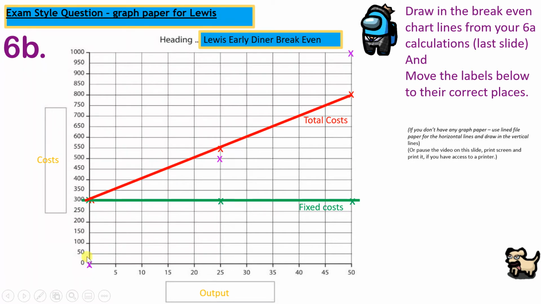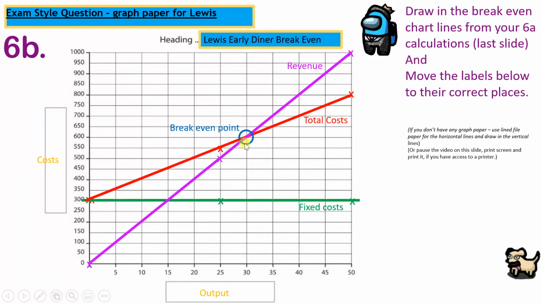Let's plot the final line, total revenue, the purple line. Let's put in the 2 marks at 25 early diners. That gives us revenue of £500, and at 50 early diners, that gives us revenue at £1,000. Here's the purple line drawn in from 0 early diners to 50 early diners.